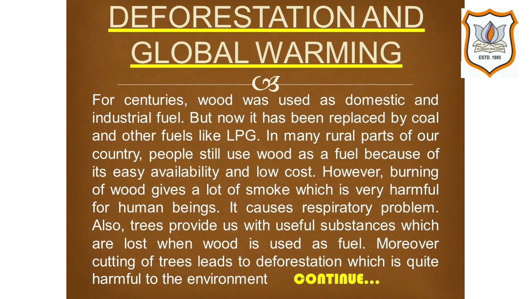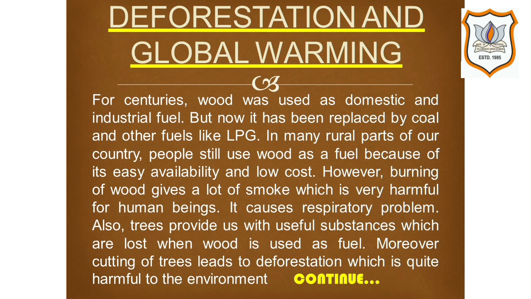Now students, we are going to learn about deforestation and global warming. Wood has been used as a domestic and industrial fuel for centuries. In many rural parts of our country, people still use wood as a fuel due to its low cost and easy availability. The burning of wood as a fuel has, however, many disadvantages.